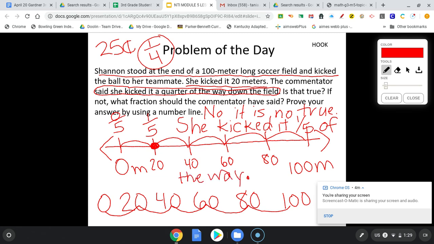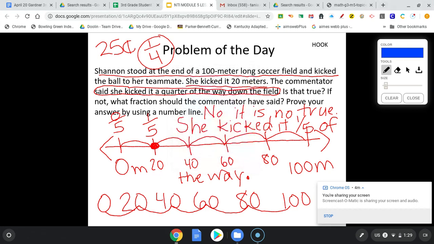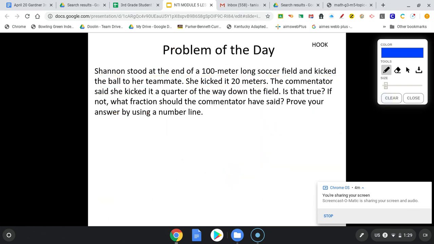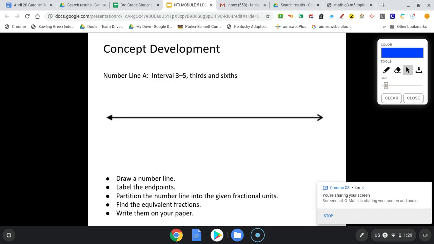So on your paper, you'll have a lot more room to write this, but on mine, I'm a little limited here. So your sentence: she kicked it 1/5 of the way. In your sentence, you could write it any way you would like as long as you have the answer. Notice we have our number line to show our work. So let's keep going. Great job. So as we said, we are learning to generate simple equivalent fractions by using visual fraction models and the number line. So we're doing a lot of what we did yesterday. So let's just continue with this.